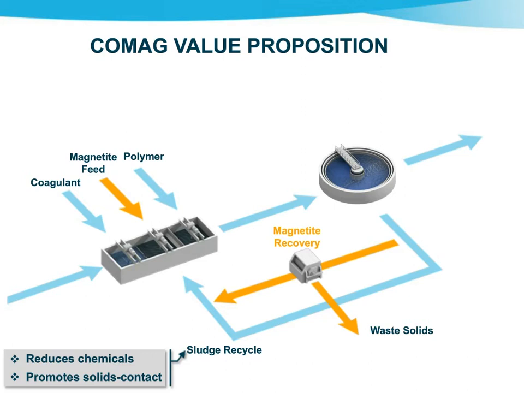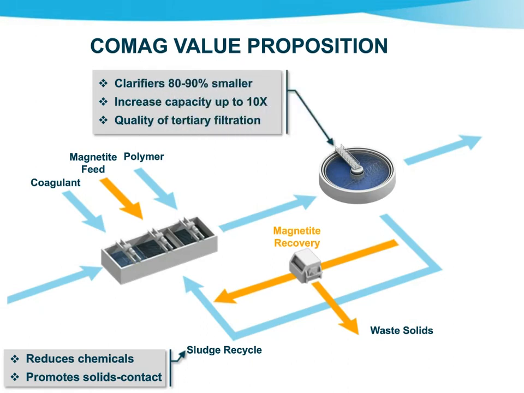Up to 99.9% of the magnetite can be returned back to the system. The magnetite-free sludge is sent to a sludge dewatering process. Since the magnetite is 5 times the weight of the flocculated particles, it will rapidly settle in a matter of a few seconds, resulting in a smaller clarifier. Also, throughput capacities can be increased up to 10 times without compromising the effluent quality.